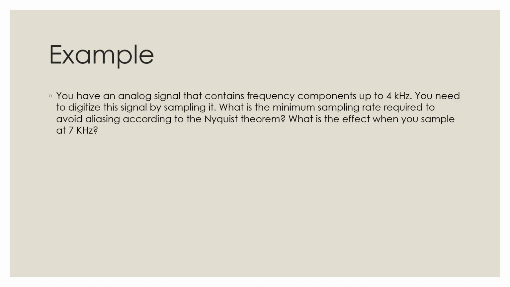Here a question has been given. You have an analog signal that contains frequency components up to 4 kHz. You need to digitize the signal by sampling it. What is the minimum sampling rate required to avoid aliasing according to the Nyquist theorem? And what is the effect when you sample at 7 kHz? So let's see this one.